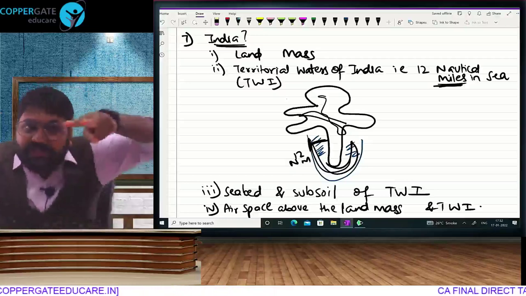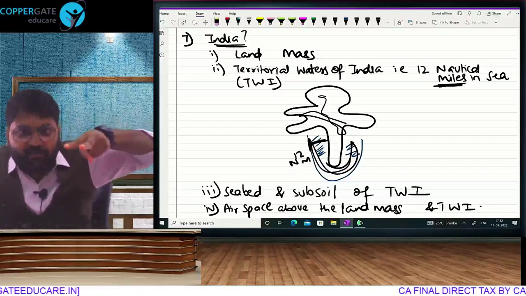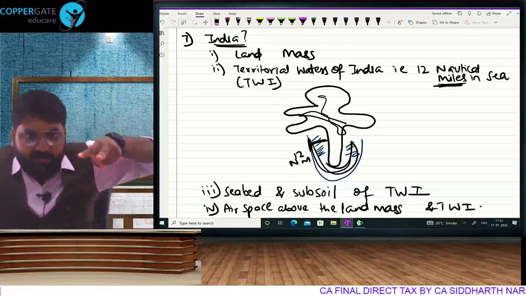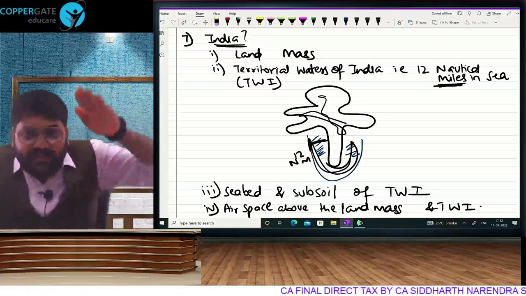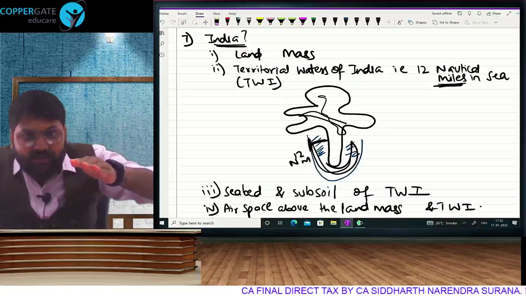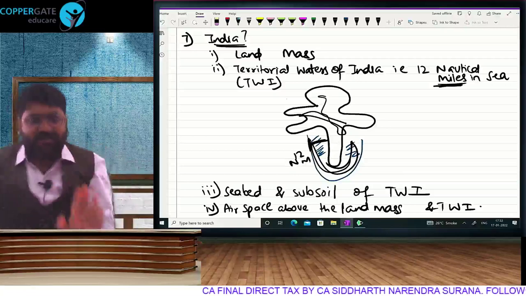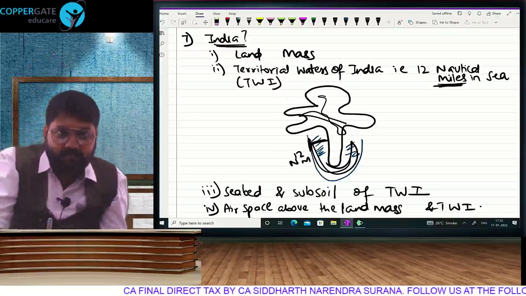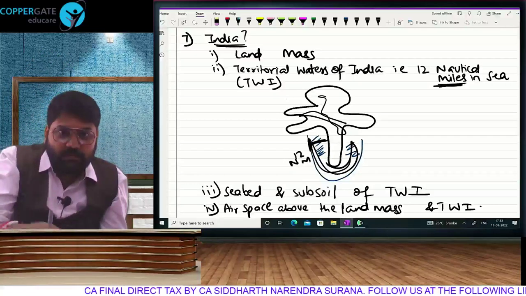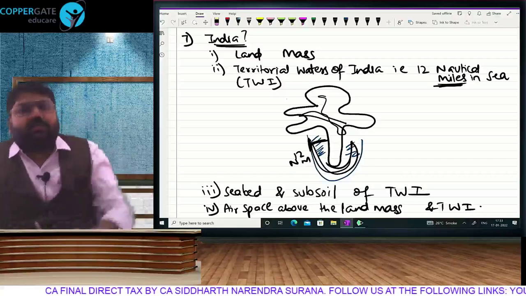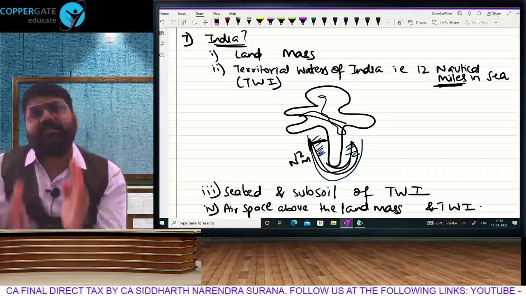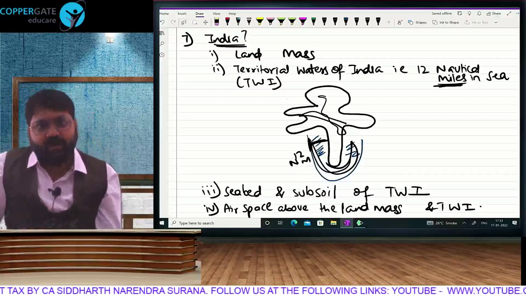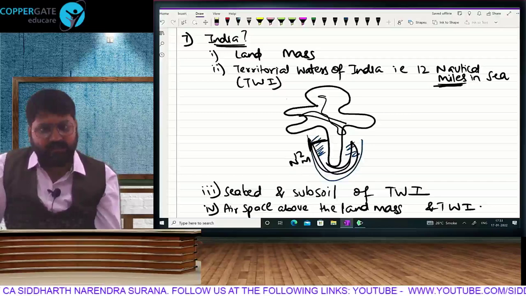If you are on the surface of the territorial waters of India, territorial waters up to 12 nautical miles, will that be counted? Inside, when you are submerged, that is called a seabed. And what is subsoil? Subsoil means when you touch right up to the bottom of the seabed, the exact bottom, the exact ground, that is subsoil. Basically, you are inside the territorial waters on the surface or inside. That is also in India. Is the meaning understood? Seabed and subsoil.